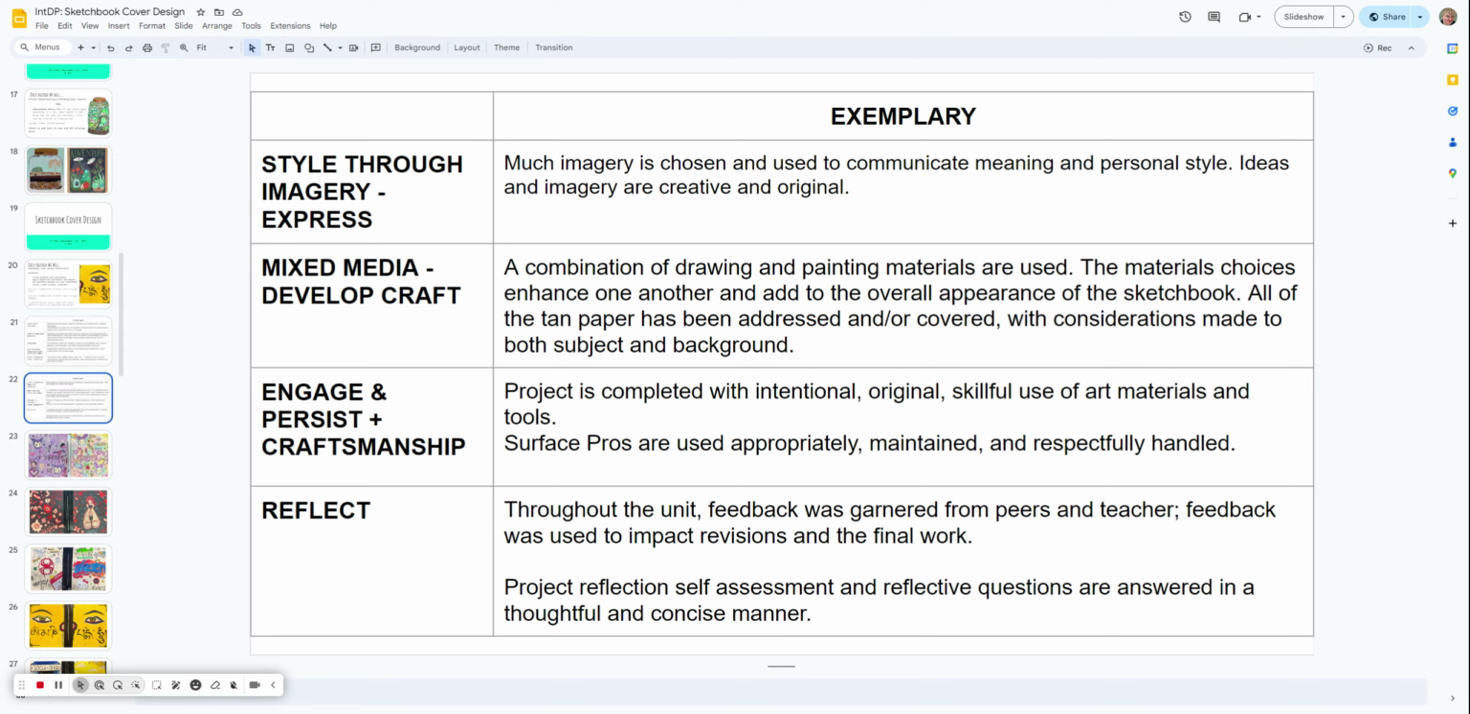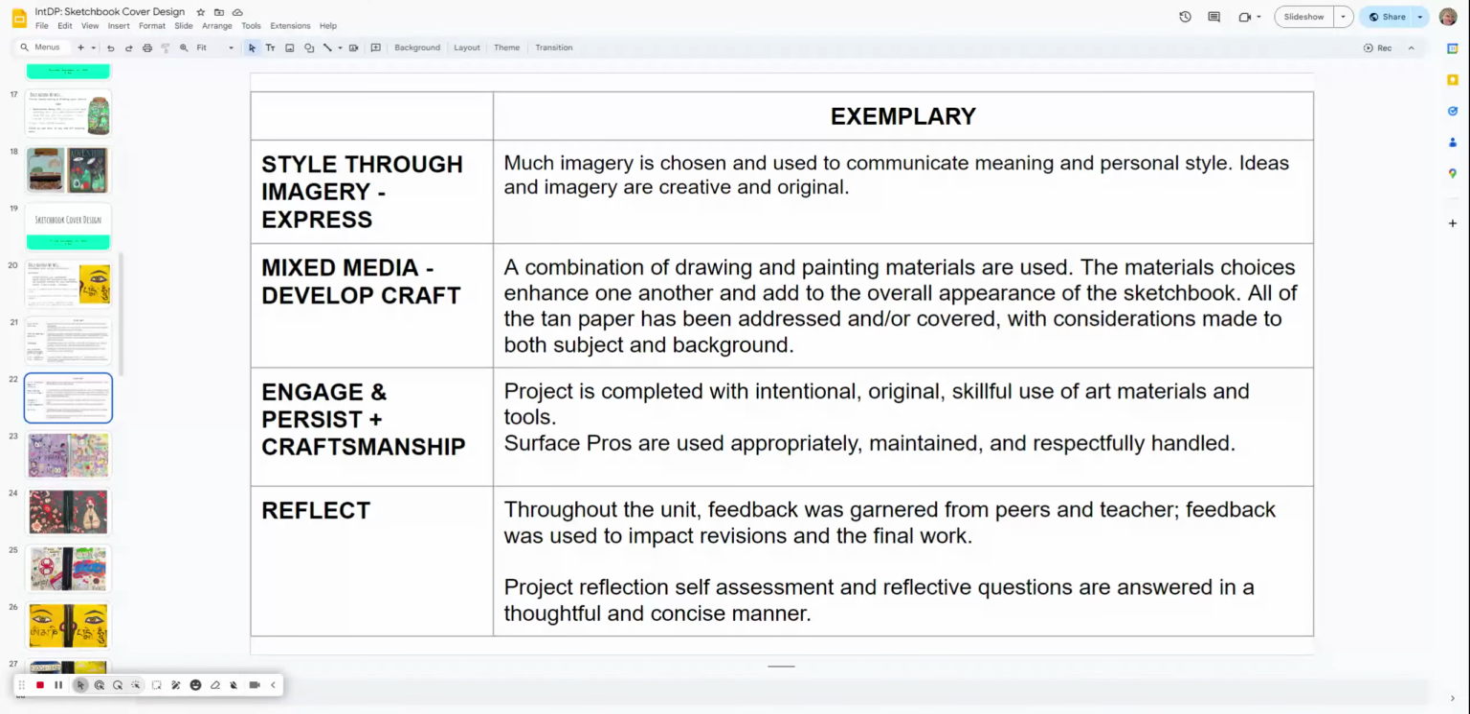And then the other thing that you're thinking of with this is that all of the tan paper of your front and back cover has been addressed and/or covered. So with that, thinking of consideration to both subject and background, that your covers are fully developed and that you're not leaving either empty space or space that's not really addressed.